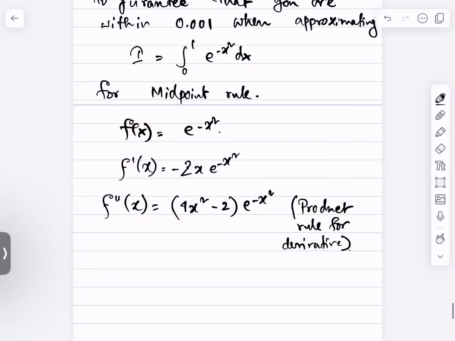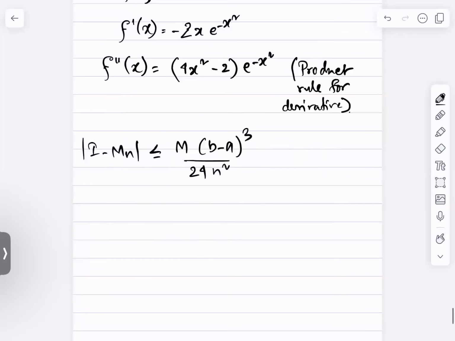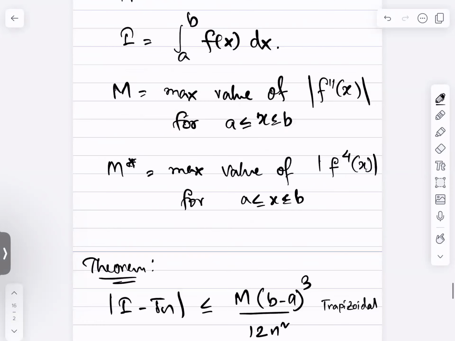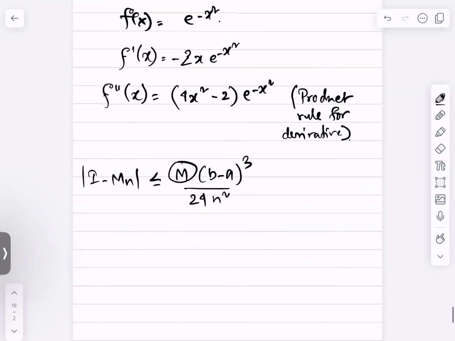You should check that I'm correct. And now if I use the formula for midpoint, then this should be less than or equal to M times (b minus a) to the third over 24 n squared. But what is the M? My M was the maximum value of the modulus of f double prime of x in the range a to b. So my second derivative is this.